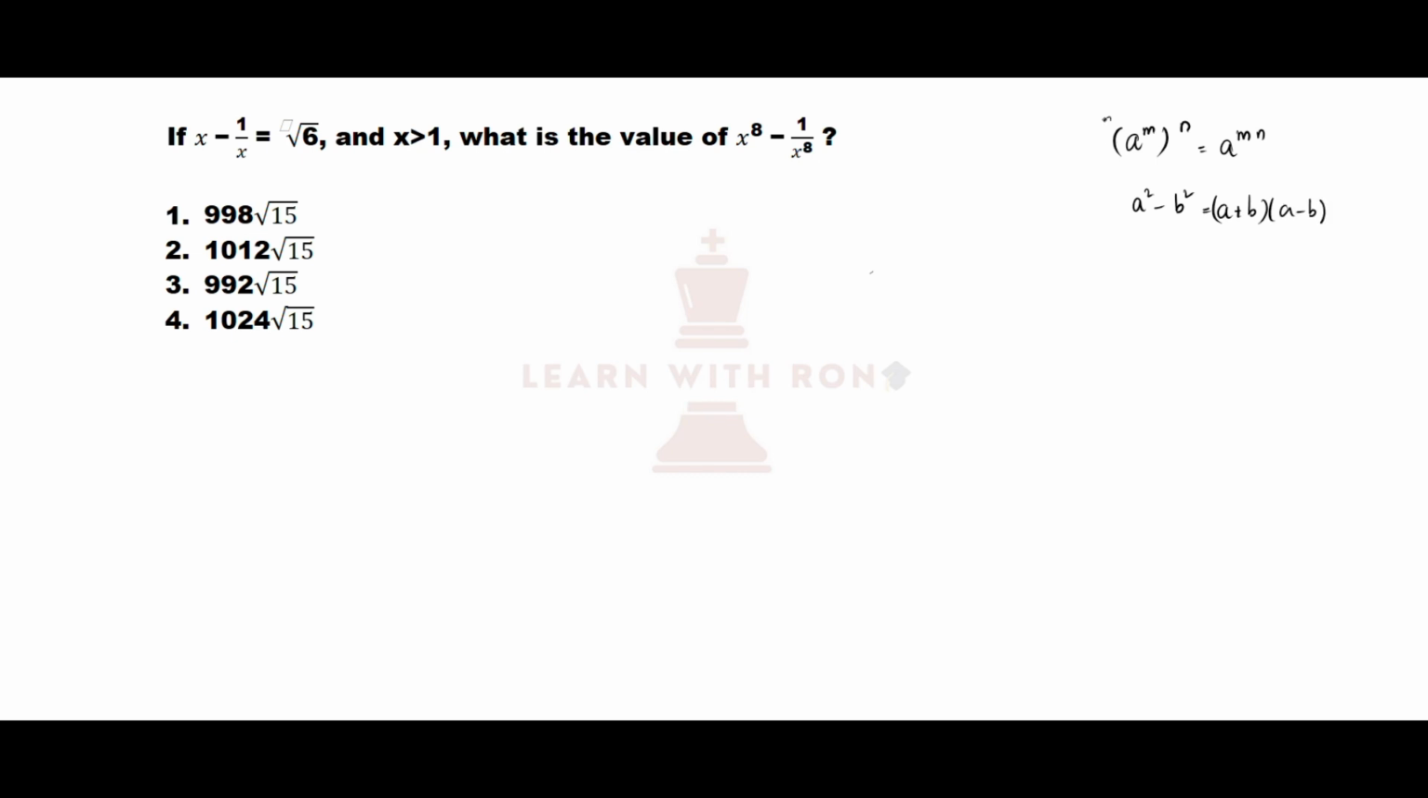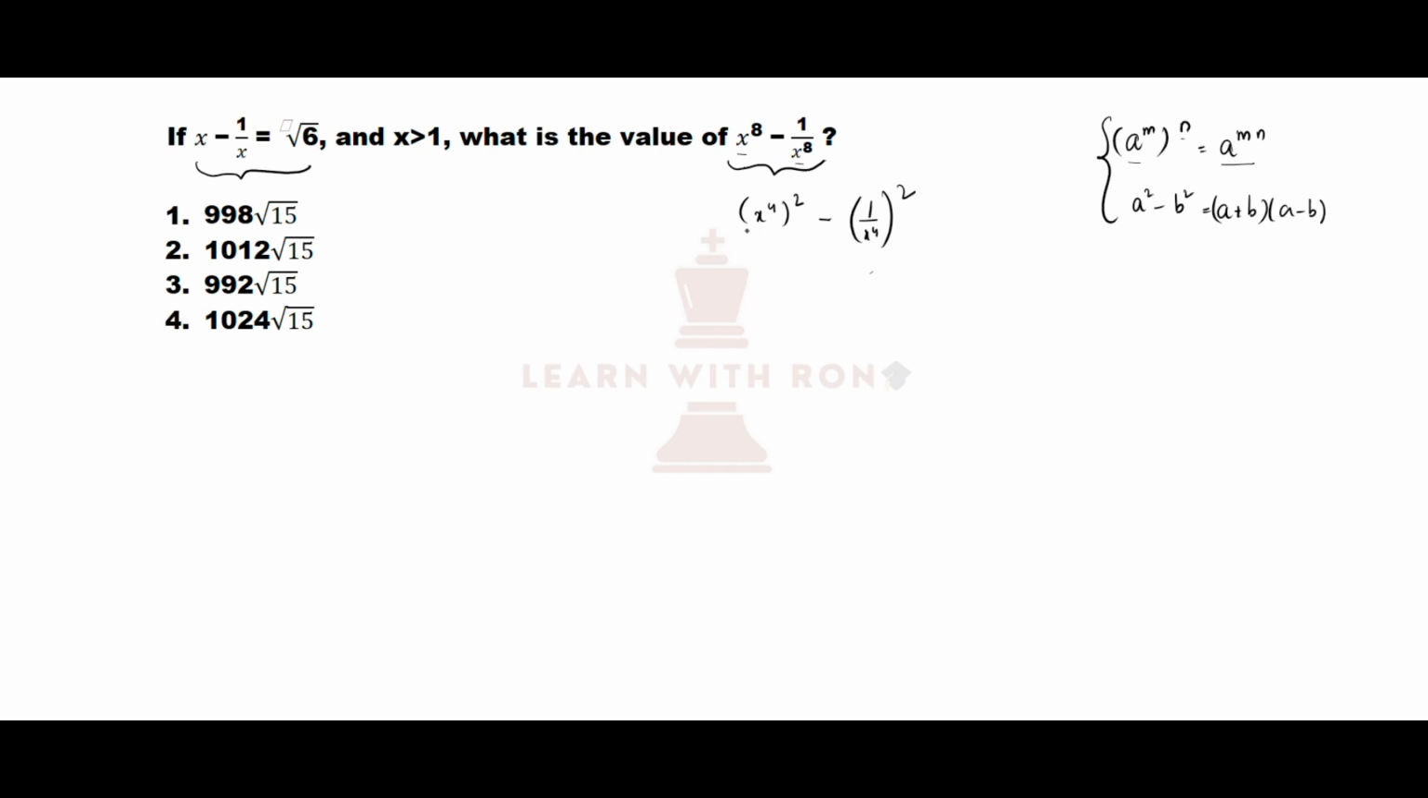Okay, we will use both these formulas for solving this. They have given x minus 1 by x as square root of 6 and we need to find the value of x to the power of 8 minus 1 by x to the power of 8. Now, see here, I can write x to the power of 8 minus 1 by x to the power of 8 as (x to the power of 4) whole square minus (1 by x to the power of 4) whole square, right? See, (a to the power of m) whole to the power of n is equal to a to the power of mn.